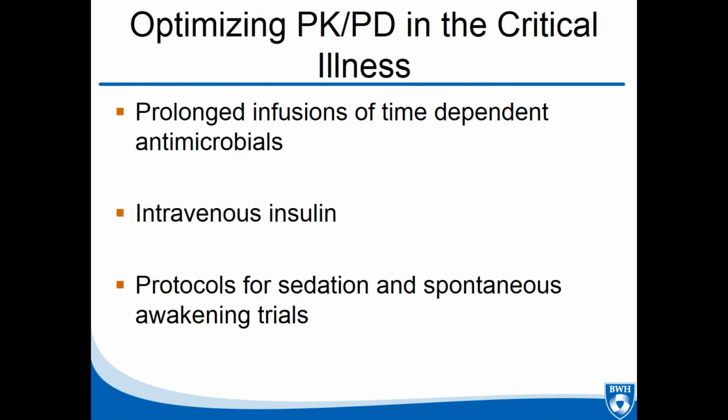So finally, I want to run through some examples of how we commonly optimize the pharmacokinetic and pharmacodynamic relationship in critical illness, and these are the things I think you'll often see the unit-based pharmacists talking about, because there are tried and true ways to optimize kinetics. So first is the prolonged infusions of time-dependent antimicrobials. Second is intravenous insulin, and the third is protocols for sedation and spontaneous awakening trials.